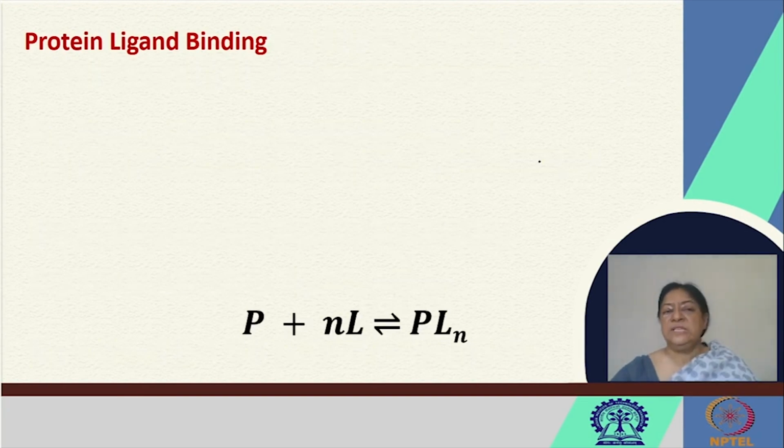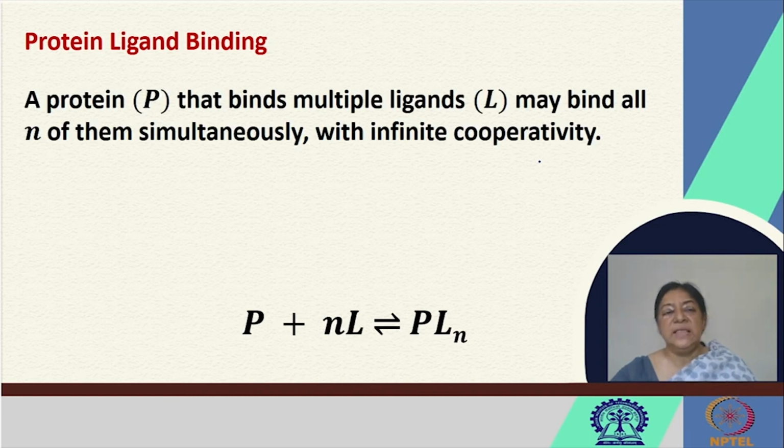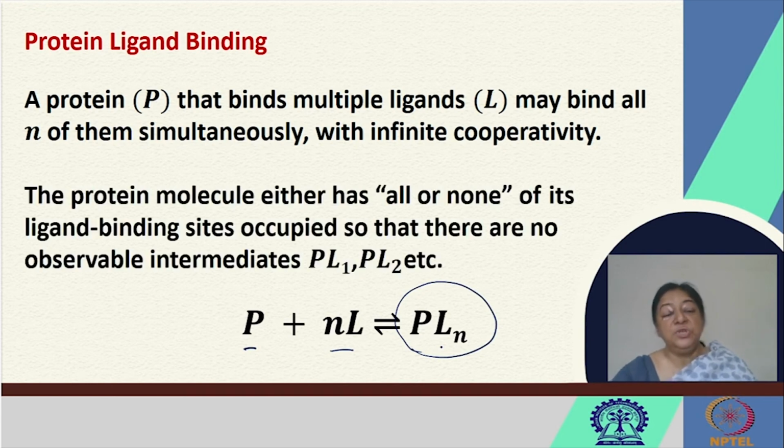Now, we look at another aspect of protein ligand binding, in which the protein binds multiple ligands. If they bind all of them simultaneously, we call this infinite cooperativity. So we have P, we have nL, and we have PLn formed in the complex formation of multiple ligands. The protein molecule in this case has an all or none situation, where either all its binding sites are empty or all are occupied, which indicates that there are no intermediates, PL1, PL2, etc.